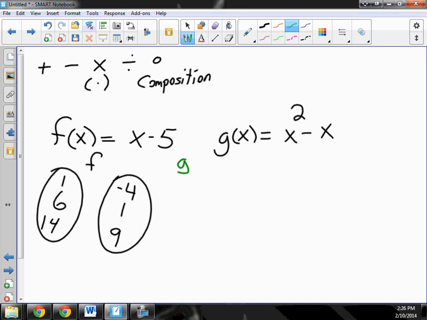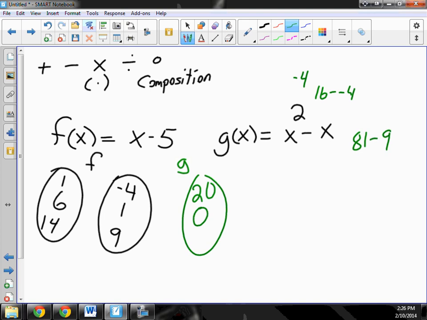So let's look at function g. Let's take the range of f and plug those numbers into g. So what does g do to negative 4? Well, negative 4 squared is 16 minus negative 4 is 20. So g takes negative 4 and turns it into a 20. What does g do to 1? 1 squared is 1, minus 1 is 0. What does it do to 9? 81 minus 9, don't let Hannah do this, 72.